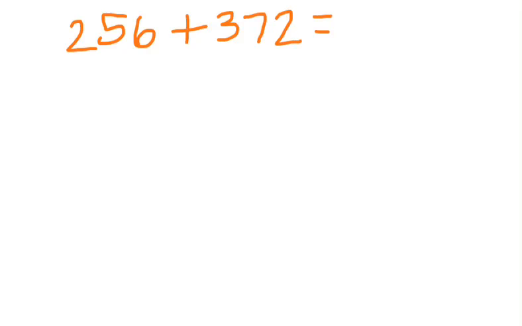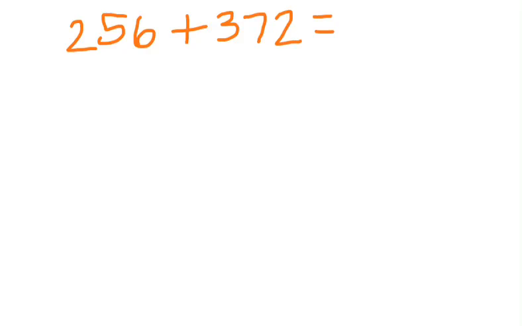I am going to show you how to add 3-digit numbers with regrouping, and we have 3 strategies that we use in the classroom. The first strategy I'm going to show you is using the base 10 model. The numbers that I'm going to be adding are 256 plus 372.